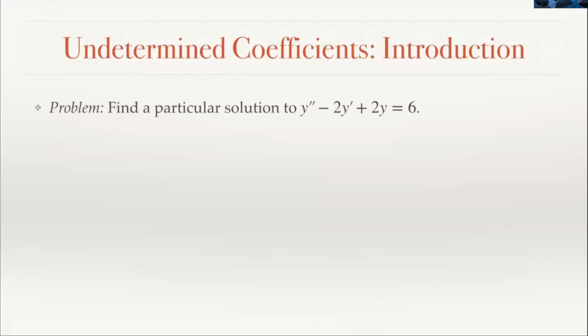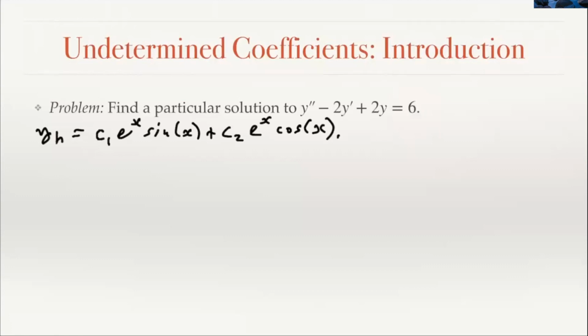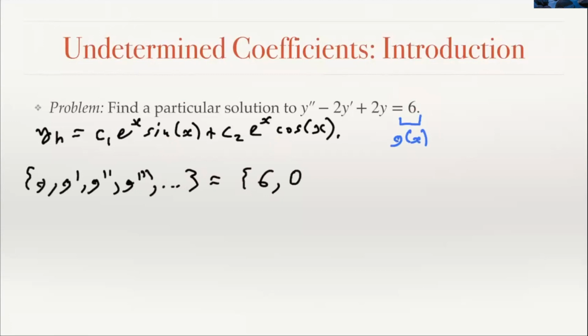Let's do an example where the right-hand side is constant. We might even be able to do this by inspection. So remember, first always find yh. yh is C1 e to the x sine x plus C2 e to the x cosine x, as we found. And 6 is definitely not a solution. It's not in the homogeneous complement. What is the set g, g prime, g double prime, etc.? That is 6, 0, 0, 0. Are all of these linear combinations of some single function?